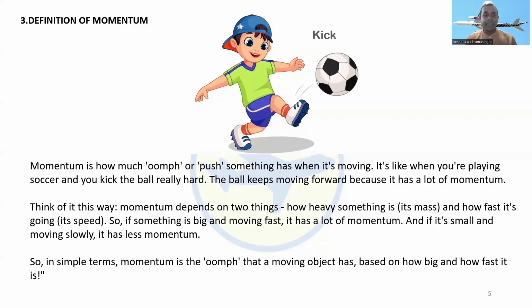Think of it this way: momentum depends on two things. How heavy something is, which is the mass, and how fast it is going, which is the speed. If something is big or moving fast, it has a lot of momentum, and if it is small and moving slowly, it has less momentum.